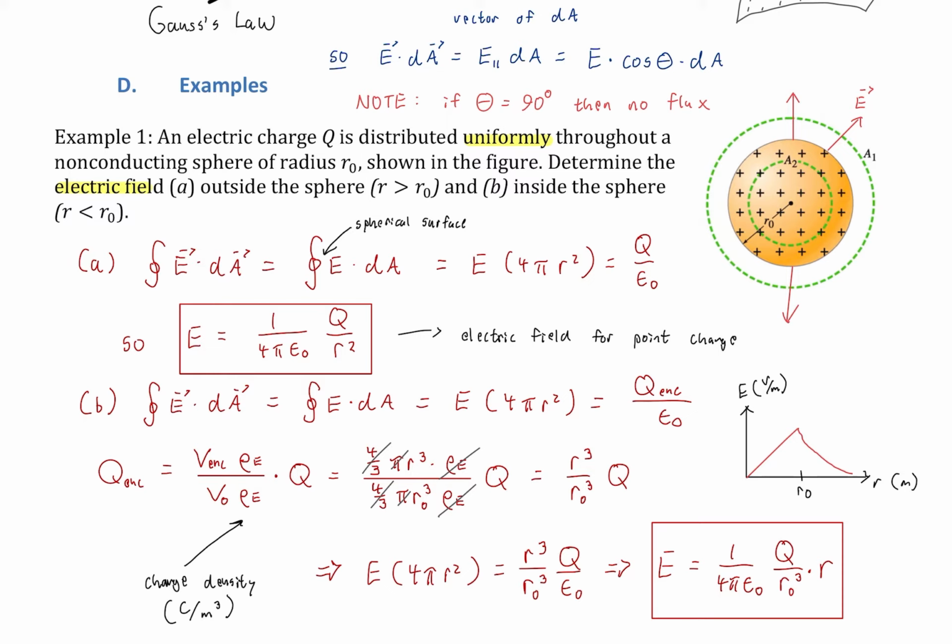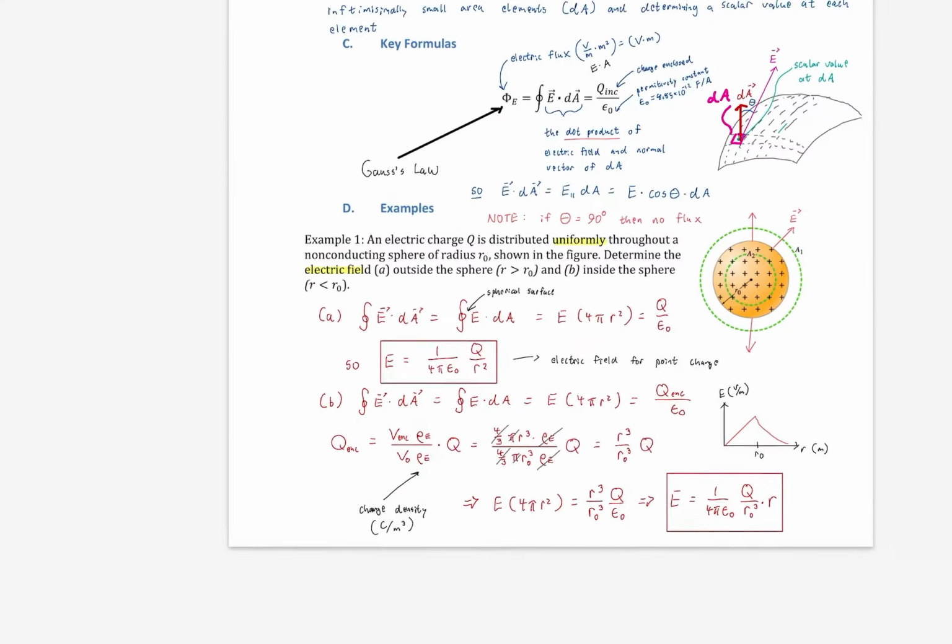Now, what we're going to do in the second example, the second and last example for this section, is look at a non-uniform charge distribution. Get rid of the uniform part. Have a charge distribution that varies as a function of the radius. So let's see what that looks like.